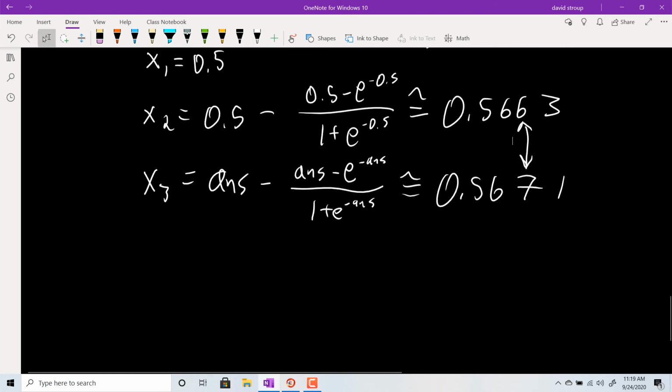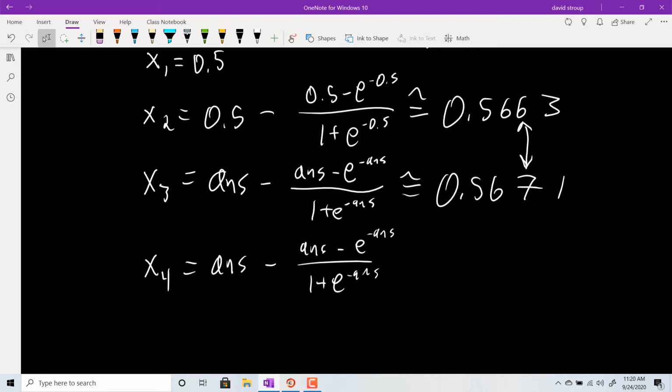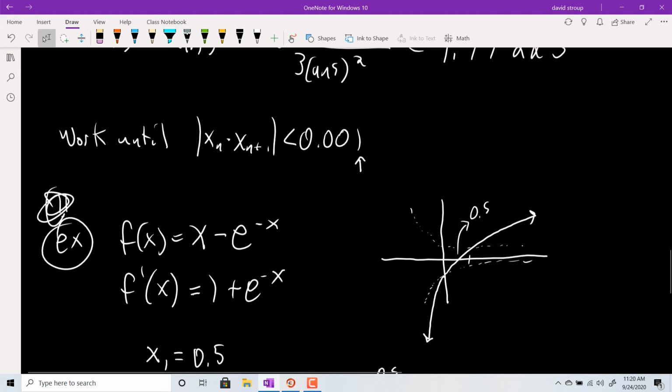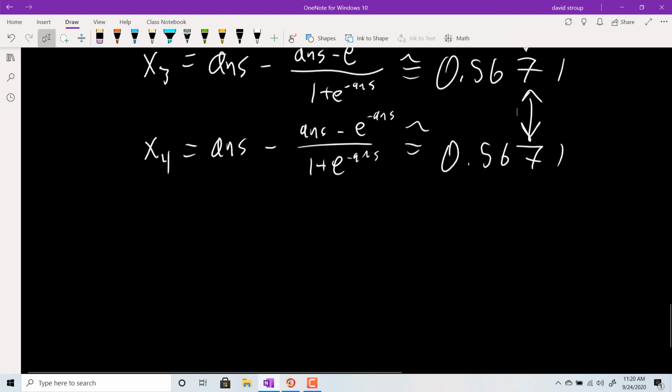Okay, so let's try x4. Plug that in my calculator, get answer minus (answer minus e to the negative answer) all over (1 plus e to the negative answer). And I'm getting 0.5671. Okay, so good. As long as that thing doesn't change, you're done, and that can be our answer. Okay, so we think this function hits the x-axis at about 0.5671.